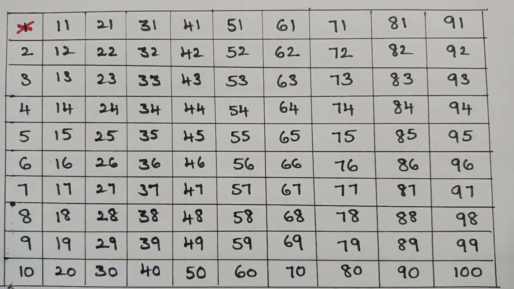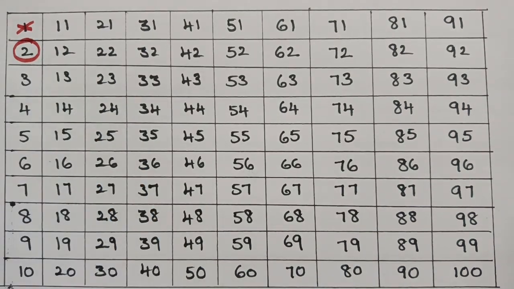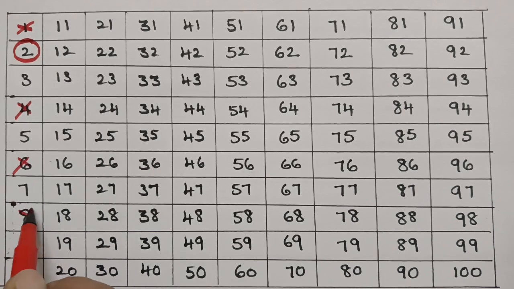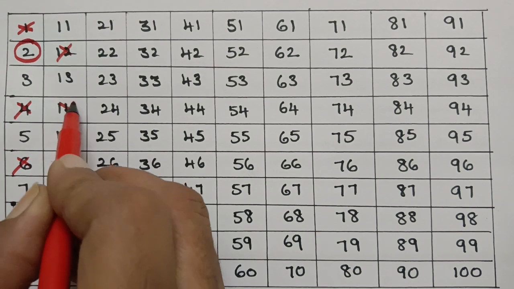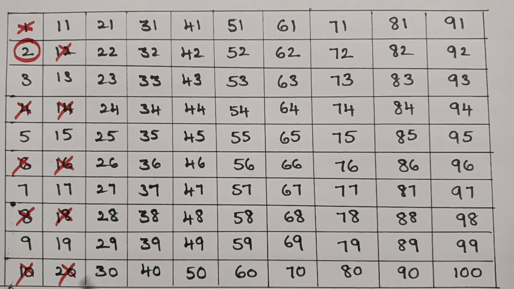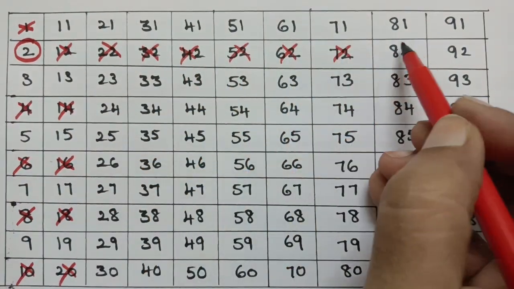So cancel this 1. And the next step is that the multiples of 2 are crossed out. See here, the first prime number is 2. So make a ring around it and cross every multiple of 2. See here, 2, 4, 6, 8, 10, and the next ones are 12, 14, 16, 18 and 20. These are all the multiples of 2, so you can cross all of these.